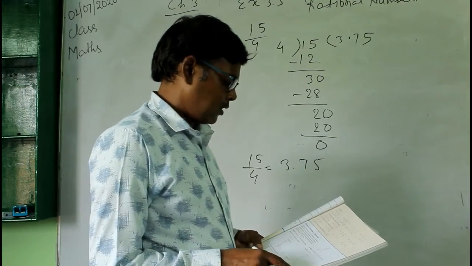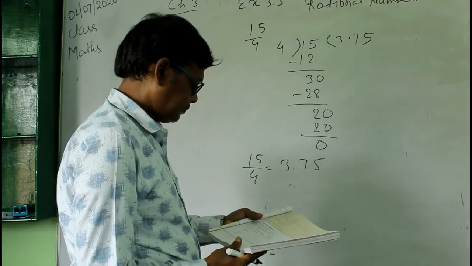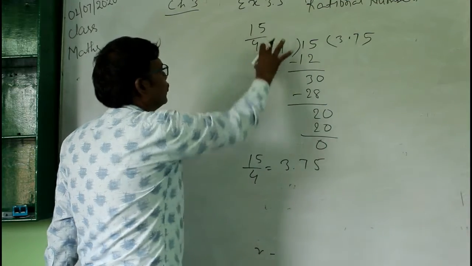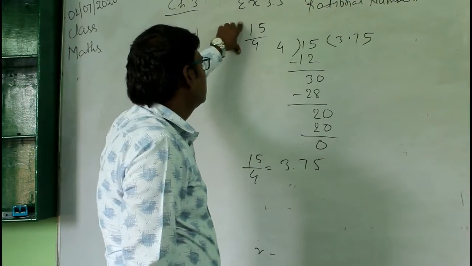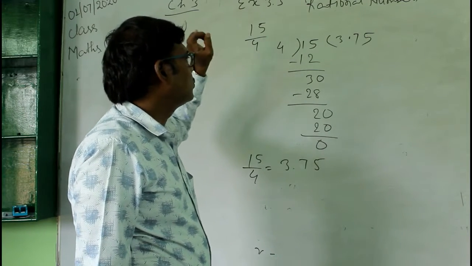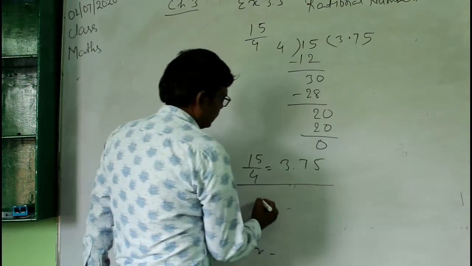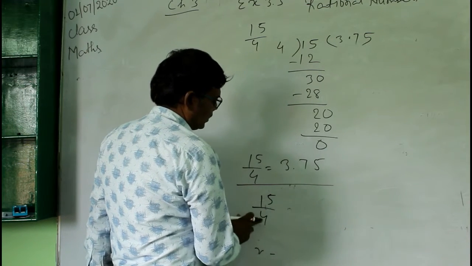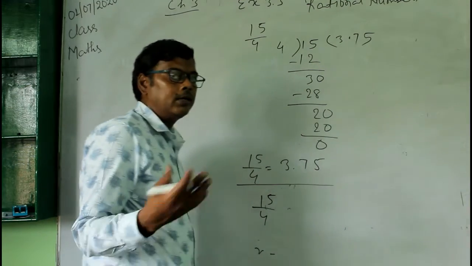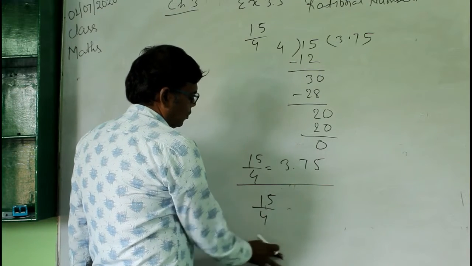Similarly, you can express any other number. For example, 15 by 4 is expressed as a decimal, and here I have divided 15 by 4, but you can also do this without division. This is one method, and the other method is this: for 15 by 4, express the denominator as 10 or 100 or 1000. You can make this 10 or 100, it is easy.